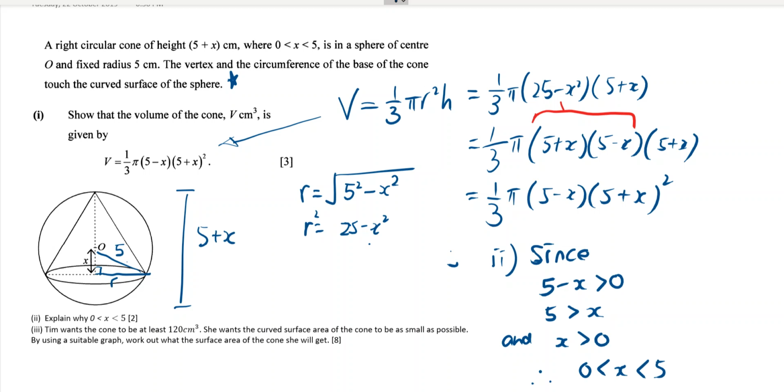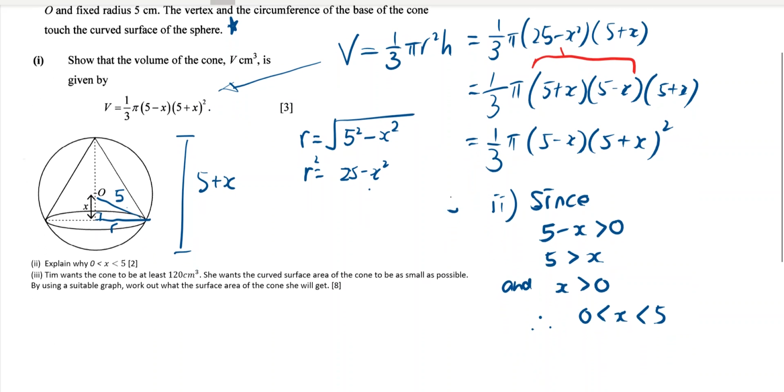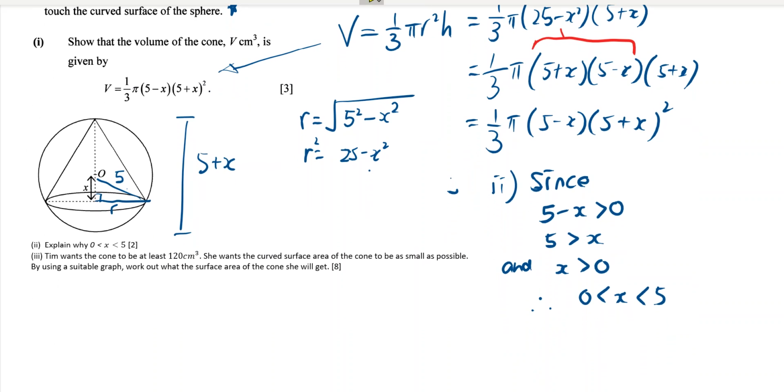Next, the team wants to use the cone. This is a question I set myself, of at least 120 cm cubed. When we look at 120 cm cubed, we are talking about volume. So he says that the volume must be at least 120 cm cubed. So how do we formulate? She wants the curved surface area. So now we're talking about two things.